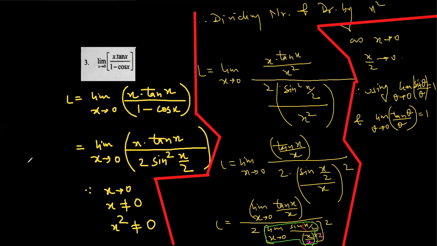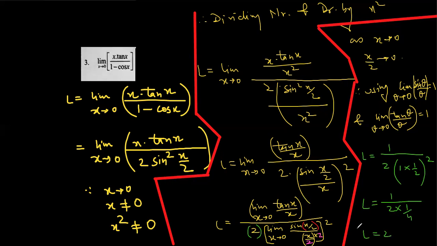So see, the next step that I have is L equals 1 into 2, with this 2 outside, then 1 into 1 upon 2, this 2 here, 1 upon 2 here. You see this? 1 into 1 upon 2, the whole square. So this is L is equal to 1 upon 2 into 1 by 4. The answer is 2.